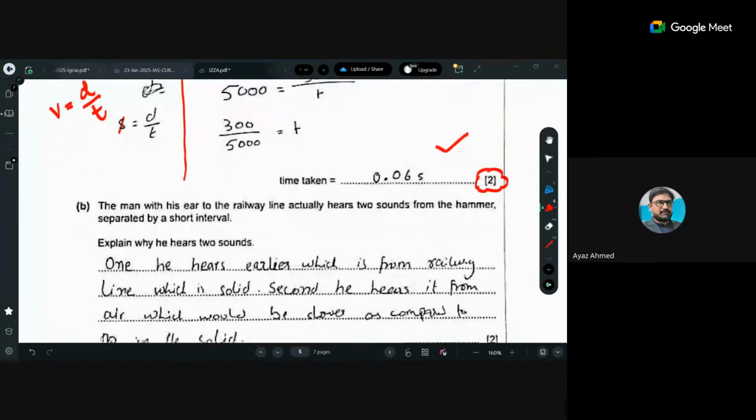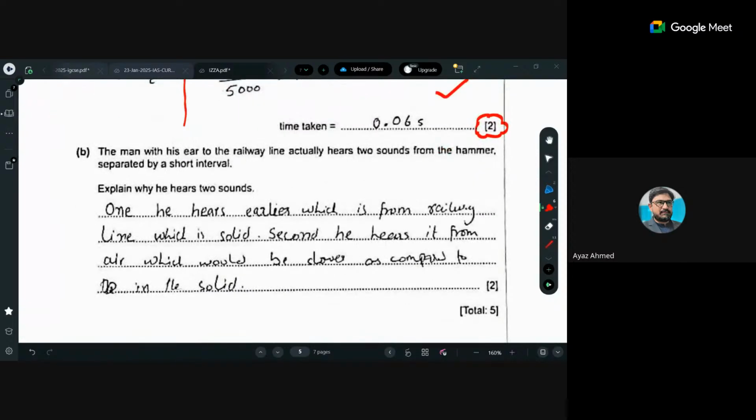Luckily, the man with his ear to the railway line actually hears two sounds from the hammer, separated by a short interval. Explain why he hears two sounds. The only game is the speed of sound. The speed of sound through the steel is 5,000 meters per second, and the speed of sound in the air is 330 meters per second. So the sound will reach the person earlier, more quickly, more rapidly by rail, and later on by the air. So one he hears earlier, which is from the railway line, which is solid. Good. And the second he hears from air, which would be slow as compared to that.